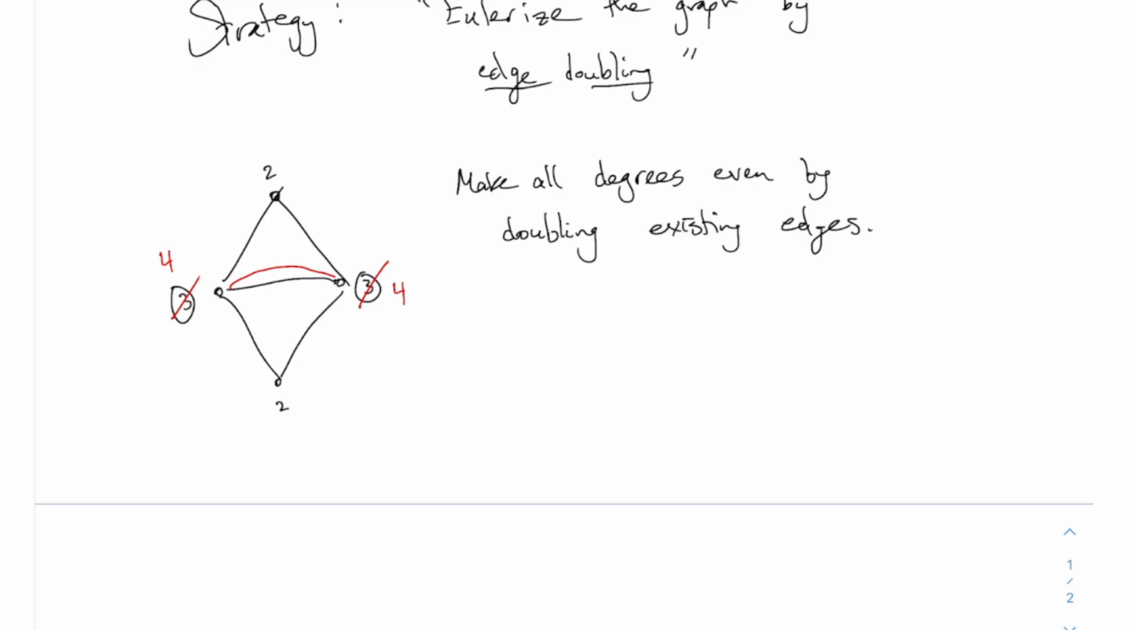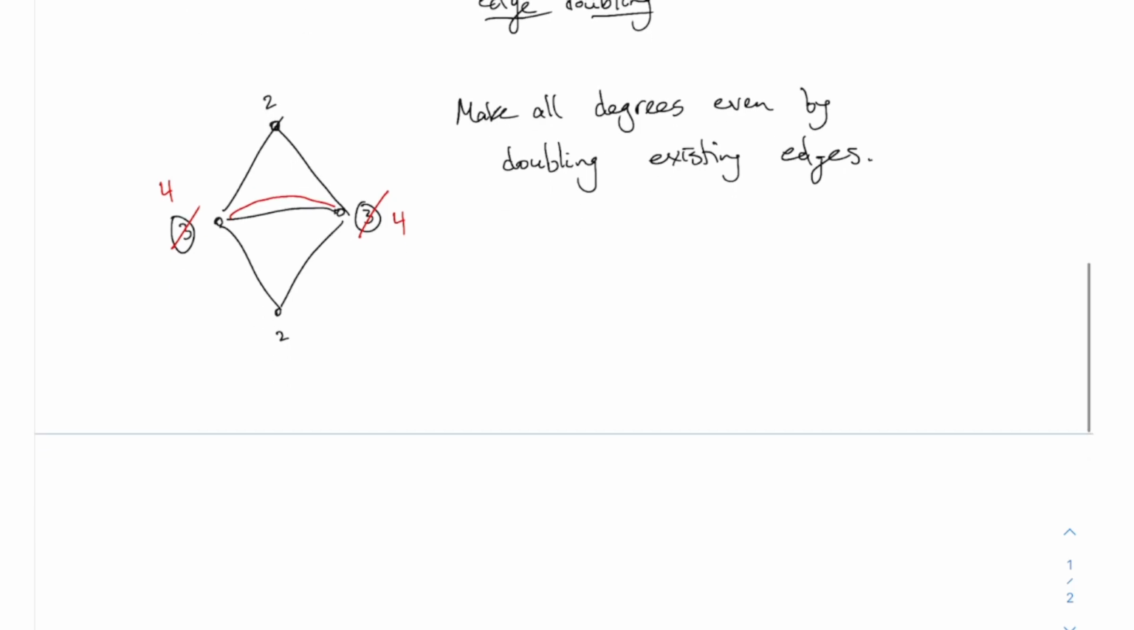And this generally is going to work. If you have odd degree vertices, you want to double one of the edges that hits the odds, because then you'll be increasing the degree by 1 and it'll turn into even, right? So make all of the degrees even by doubling the existing edges. And then what we got now, I'll just redraw the picture here. Now it looks like this, right? And it has 2, 4, 4, 2, all right?